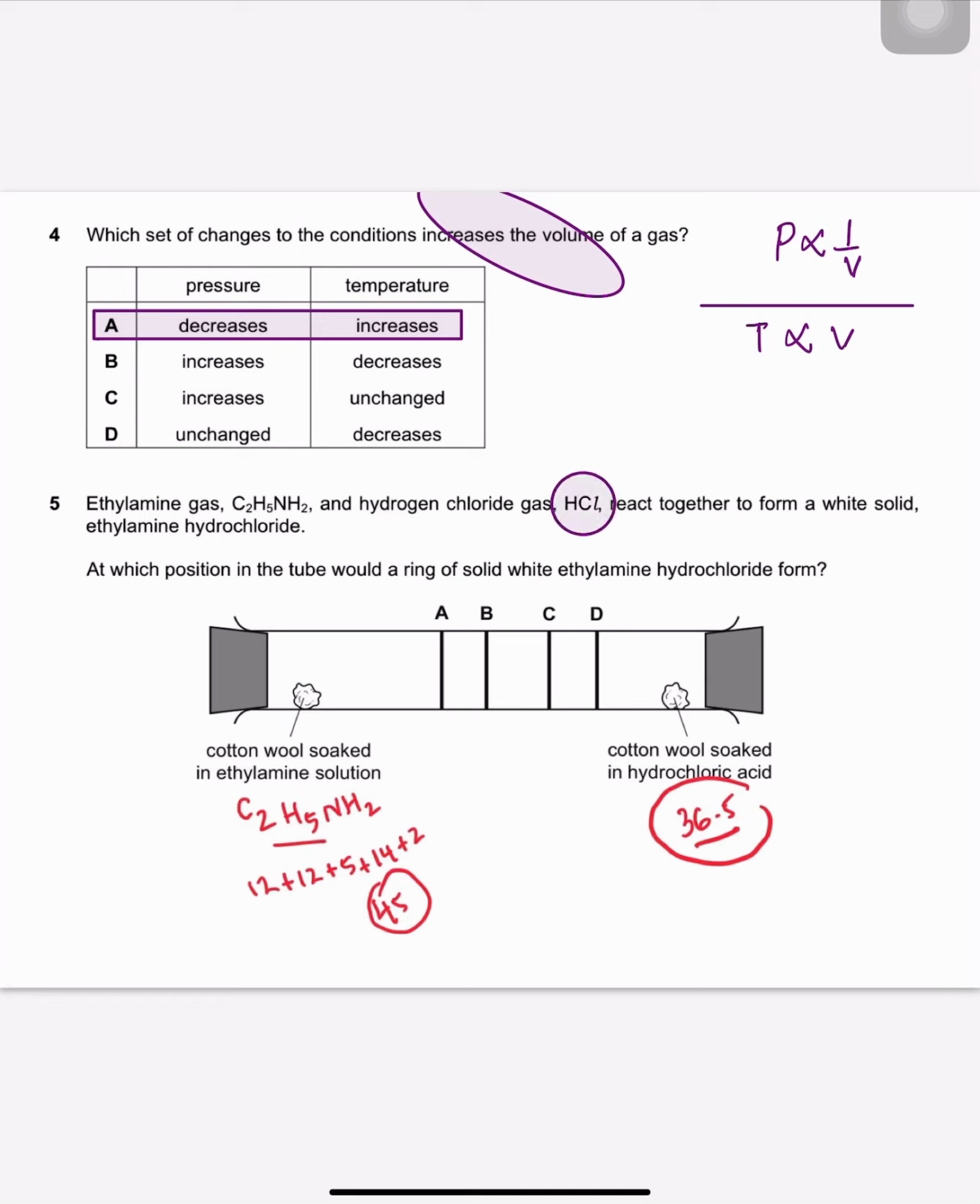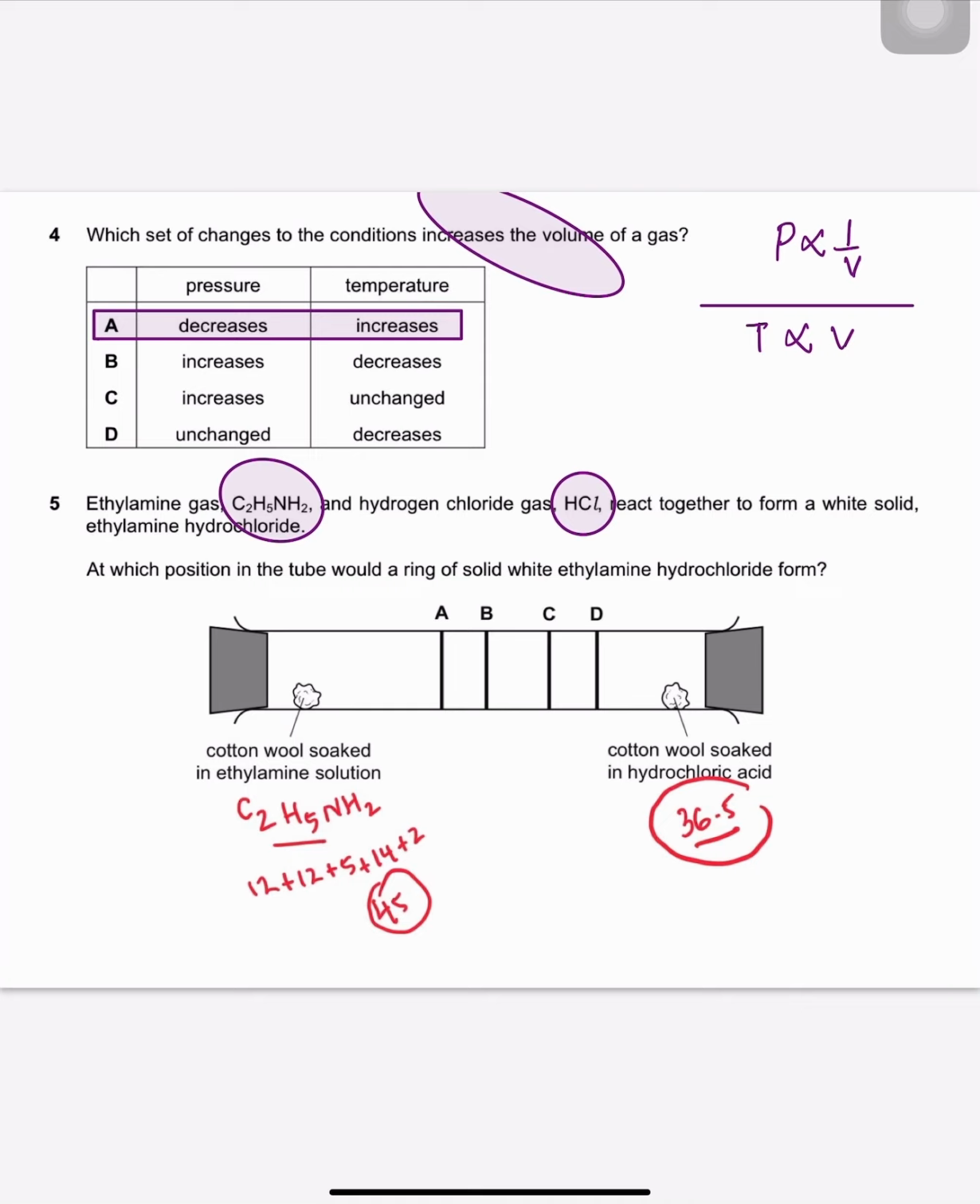Luckily, their formulas are given. The hydrochloric acid formula is expected to be in your memory, but a formula like ethyl amine is not expected to be part of your memory at this stage of O levels and IGCSE. It will be taught to you in AS chemistry. Right now, I'm telling you that ethyl amine is there, and the periodic table will be there. I have already written the relative molecular mass of ethyl amine from the periodic table.